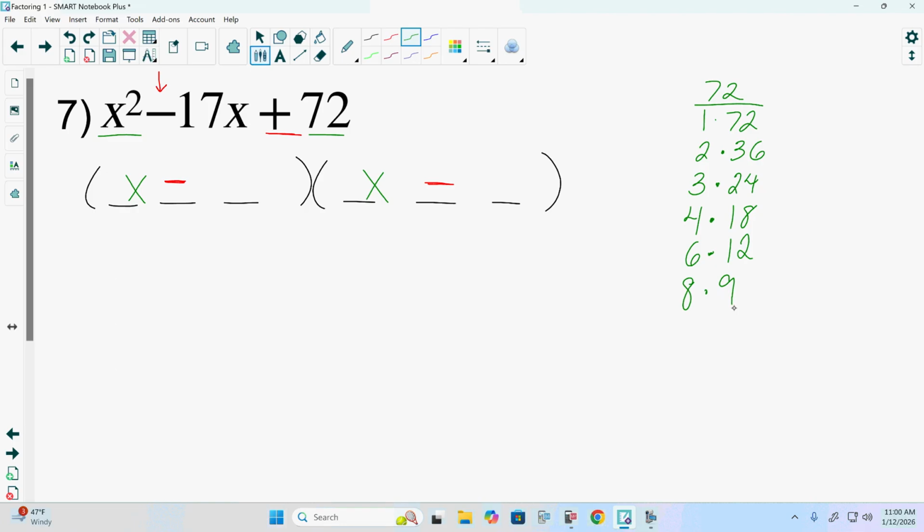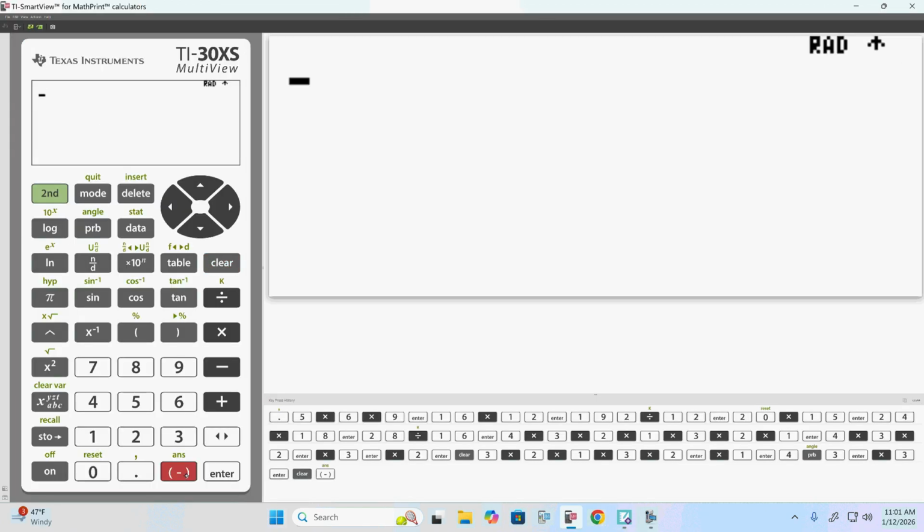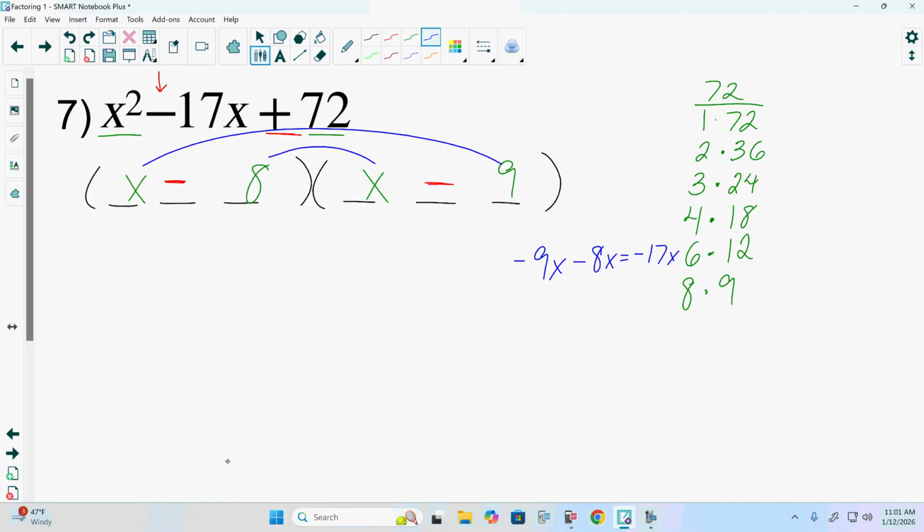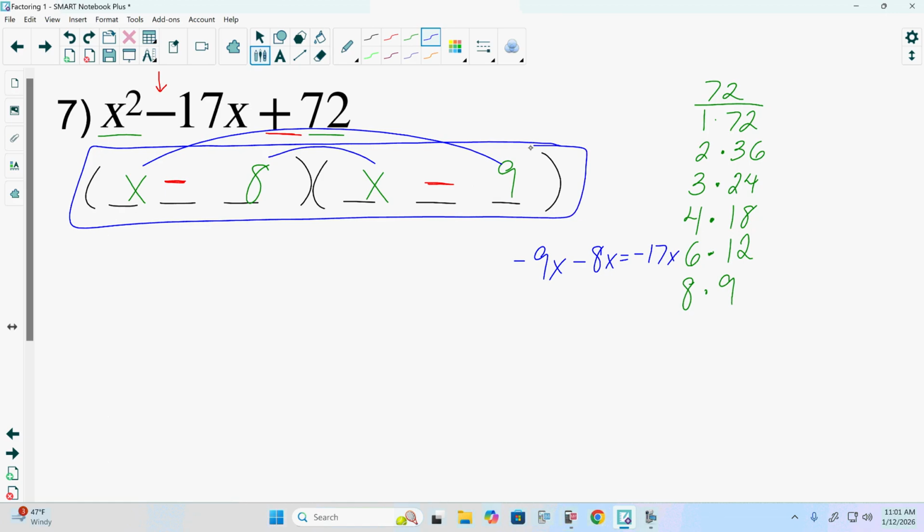Which one do we want to try first? 8 and 9. It really doesn't matter at this point which one we try first. We just need to pick one of the sets of factors and check it. X times negative 9 is going to be negative 9x. Negative 8 times x is negative 8x. And negative 9x minus 8x, negative 9 minus 8 is negative 17. Is that the middle term we wanted? Yep. That's it.